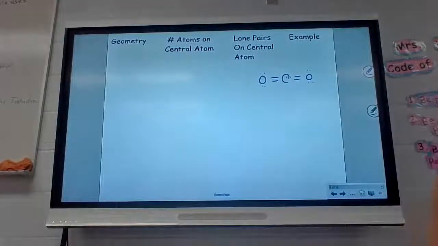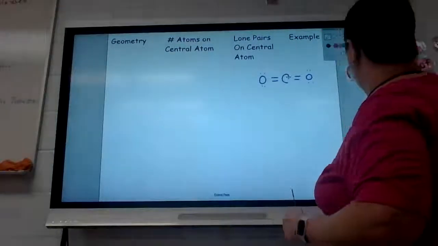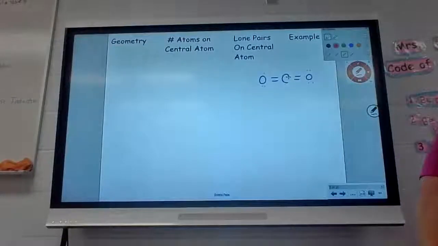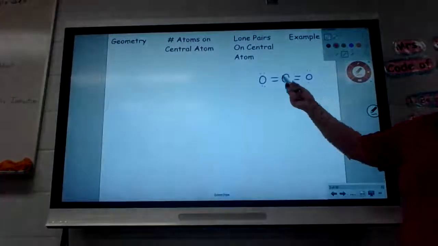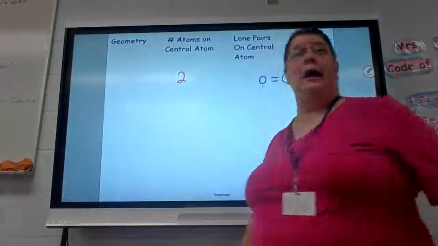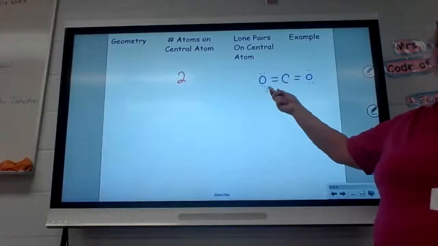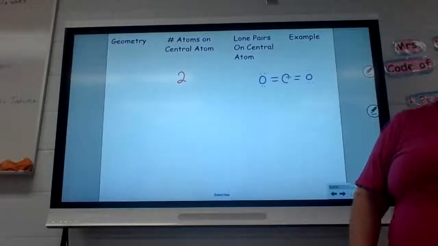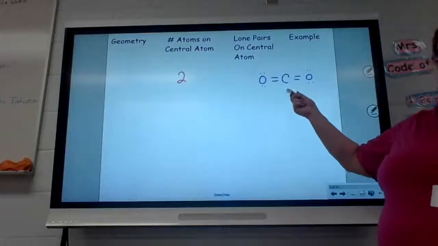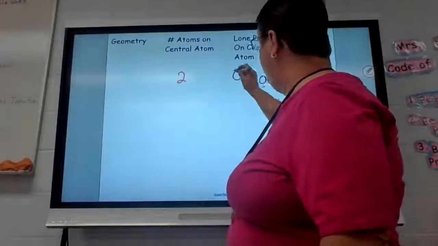It looks like this. So the parts that you have to learn are how many atoms are sticking off the central atom. Well, first of all, what's the central atom? C. How many O's are sticking off the central atom? 2. So you have to memorize if you have 2 atoms and how many lone pairs are on the central atom. None. Lone pairs are what again? The dots. So lone pairs are on the O's, but do we care about the O's? No. We only care about the C. So how many lone pairs are on the C? None. So 2 and 0.